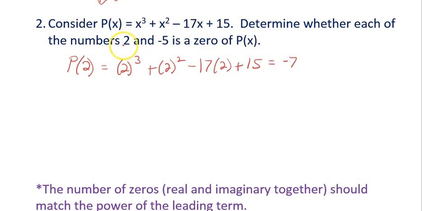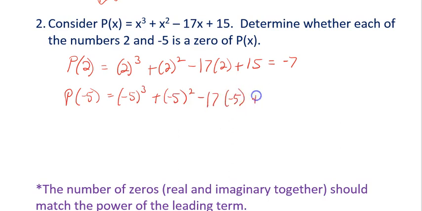So 2 is not a 0. Now I'm going to plug in the negative 5 and check it. So I'm going to say negative 5 cubed plus negative 5 squared minus 17 times negative 5 plus 15. And when I plug that one in, I do get a 0. Now, if you're typing this in your calculator and you're not getting 0, you're probably not putting your parentheses around the negative 5. Your calculator needs that negative with the 5 before you cube it, so it needs to be in parentheses. So my answer to this would be that negative 5 is a 0, 2 is not a 0.